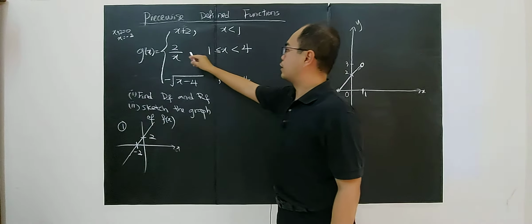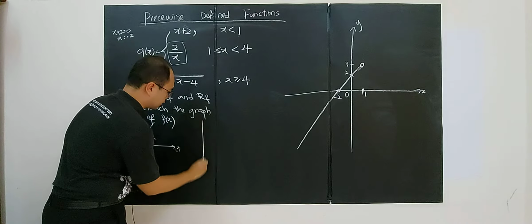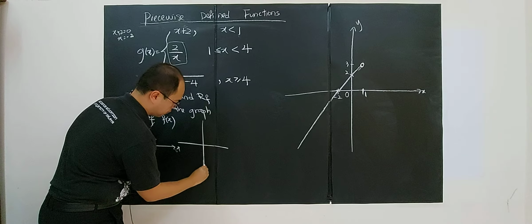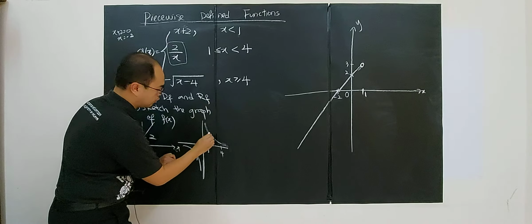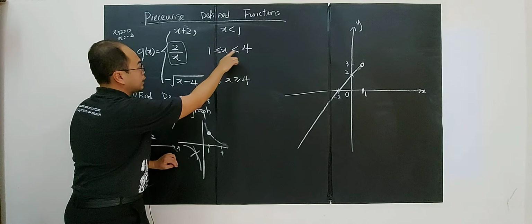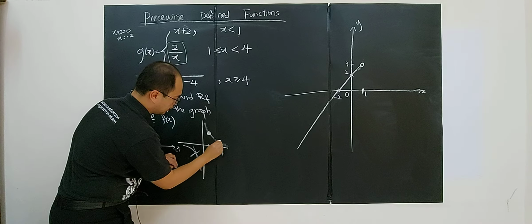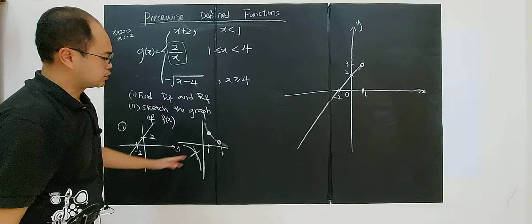For the graph between 1 and 4, this is a reciprocal graph, where you can refer to the graph of reciprocal function in another video. So 2 over x, the graph will look like this, in the first and the third quadrant. But because it's between 1 and 4, it's only a section of the graph. One end will be a filled circle and the other one will be an empty circle here.